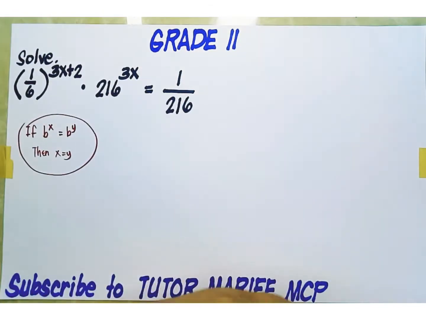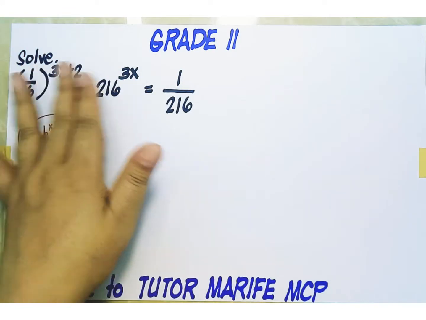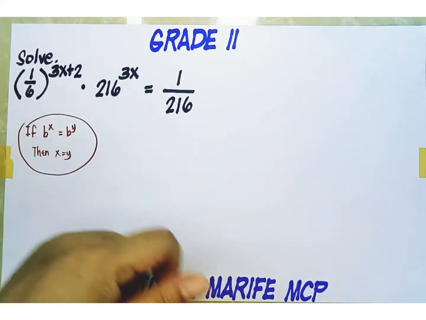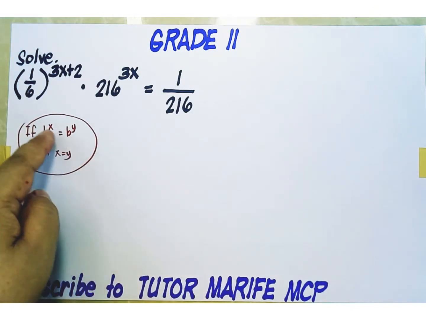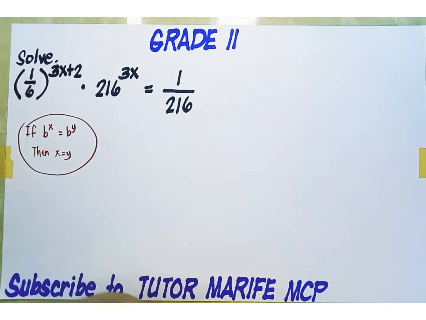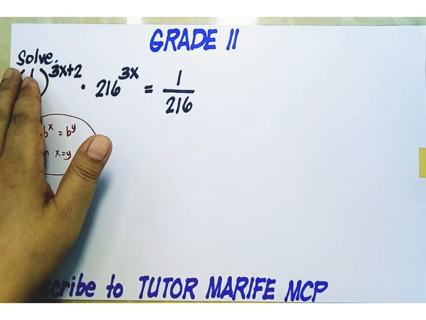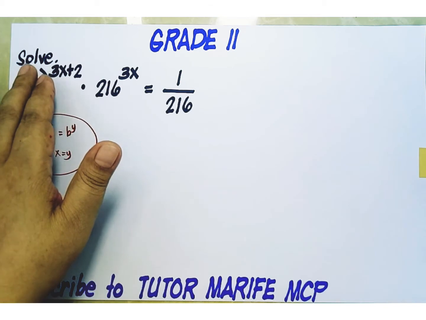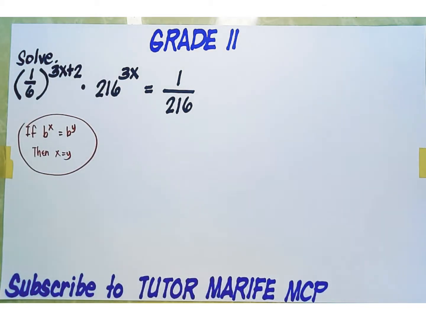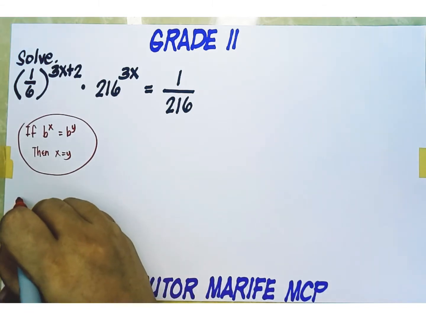Given this exponential equation, we should be able to rewrite it into this format. Same base on each side, single expression on each side. Okay, let's start with the first exponential expression on the left side. We have 1/6 raised to 3x plus 2.